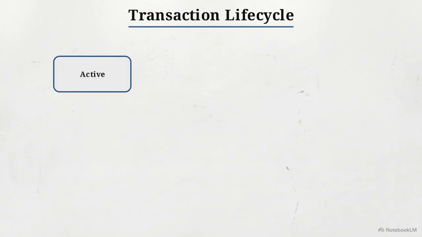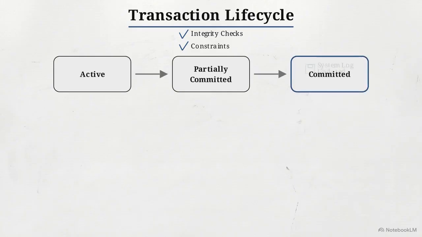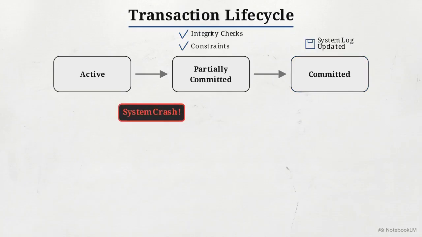When a transaction begins its read and write steps, it enters the active state in this flowchart. Once those steps are done, it moves to partially committed. The math is finished, but the database is running its final safety checks. Once it passes, it moves to committed. The changes are permanently saved to the system log.